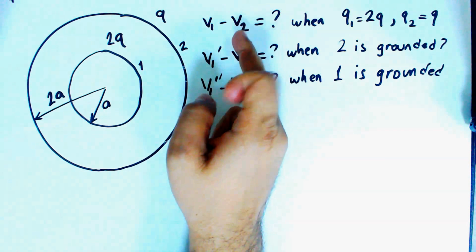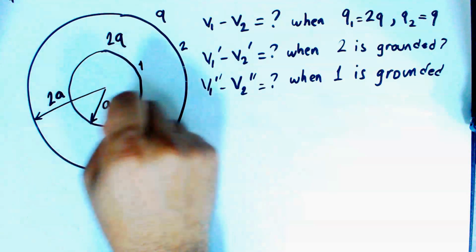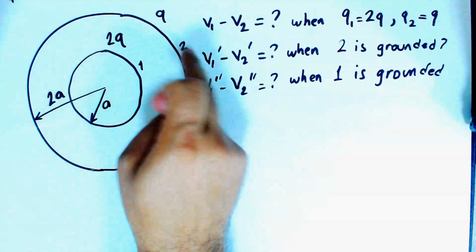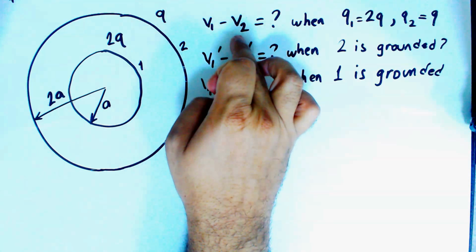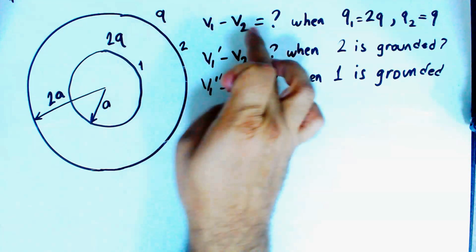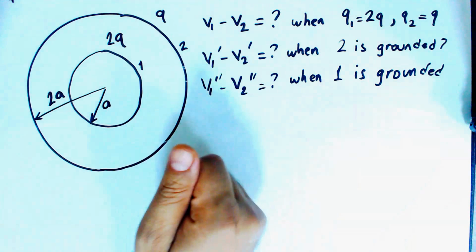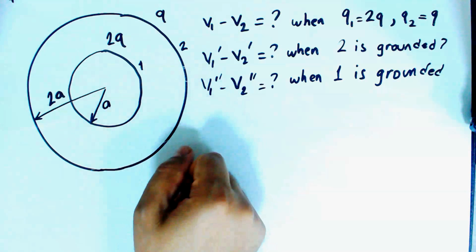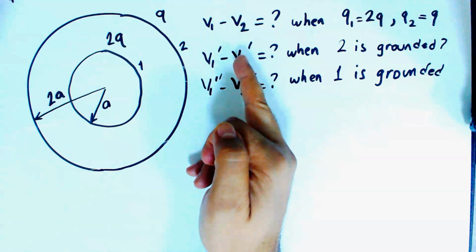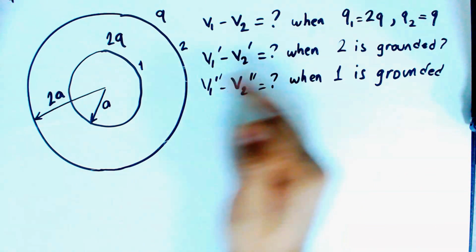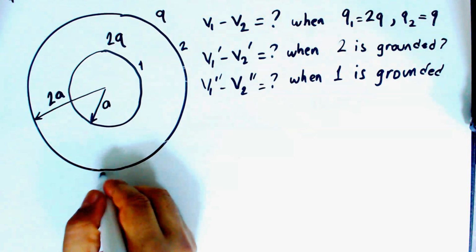So the first question is, one is labeling the inner spherical shell and two labeling the outer spherical shell. What is the difference between the potentials of the inner shell and the outer shell when we have this charge distribution uniformly distributed over the metal surfaces? The second question is the same potential difference, this time when the outer shell is grounded.